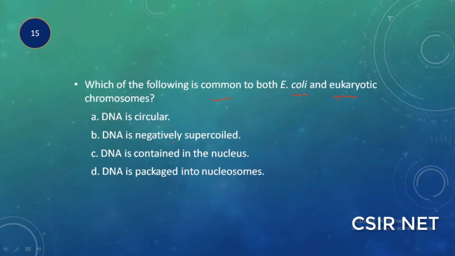So these are the four options. A. DNA is circular. B. DNA is negatively supercoiled. C. DNA is contained in the nucleus. D. DNA is packed into nucleosome. The similarity they have asked. So you have 15 seconds to answer it. Your time starts now.